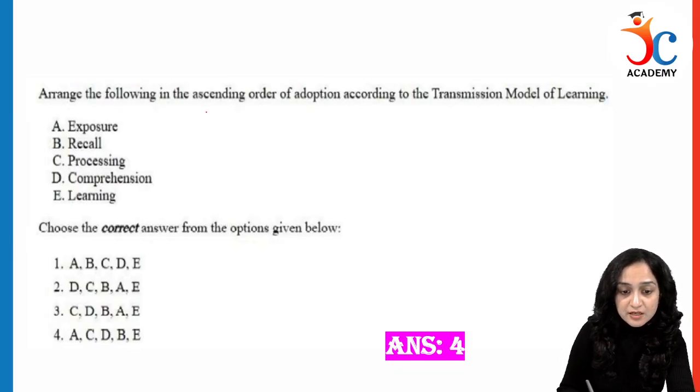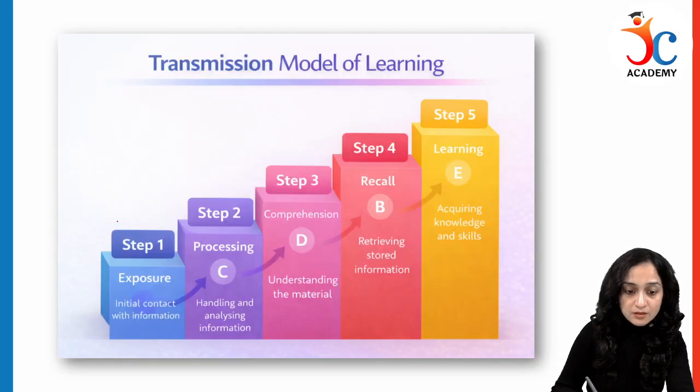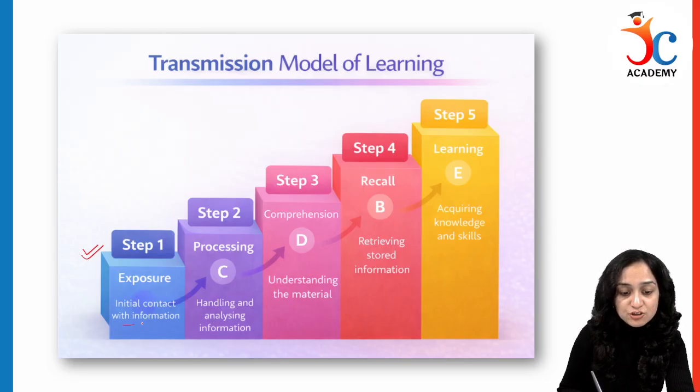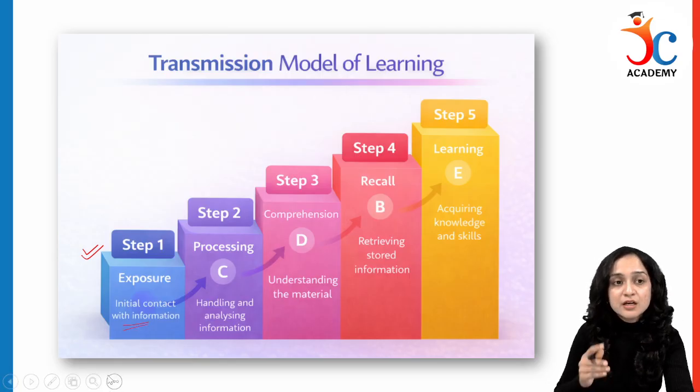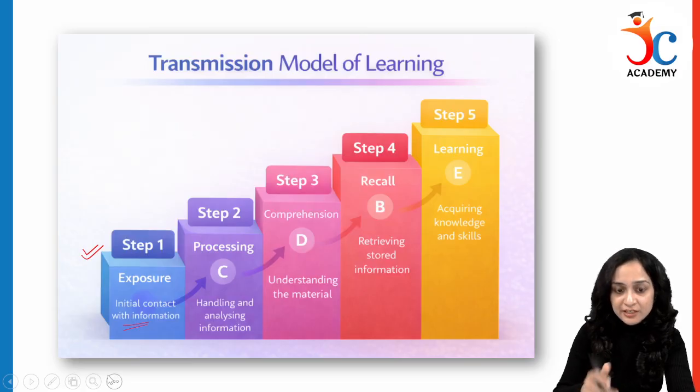Next question is ascending order according to transmission model of learning. So transmission model of learning has 5 steps. It starts with exposure, that is the initial contact with the information. You are contacting initially, you are seeing an event initially, or you are reading an information initially.